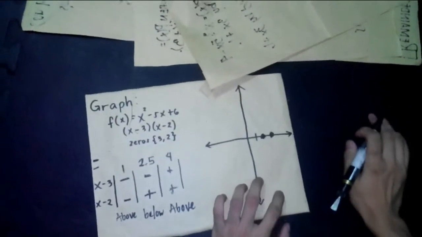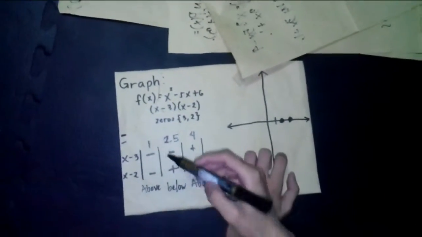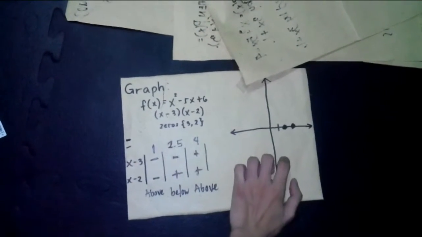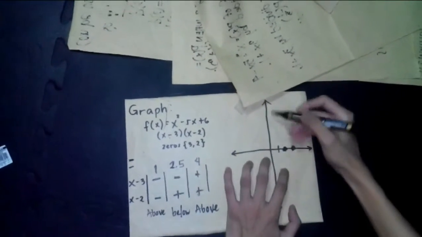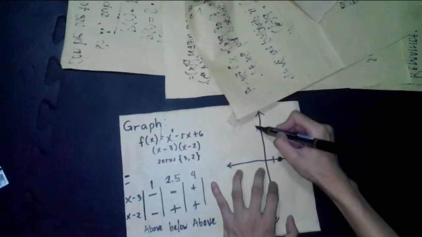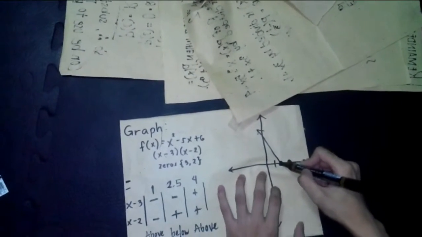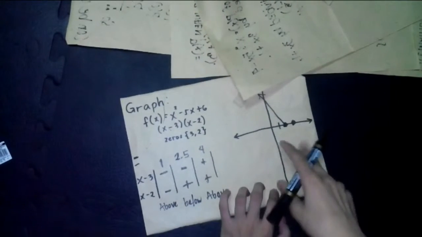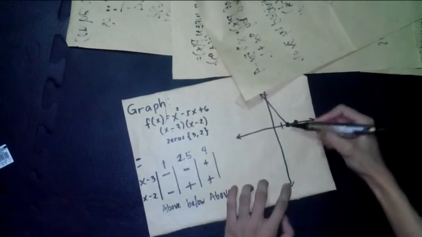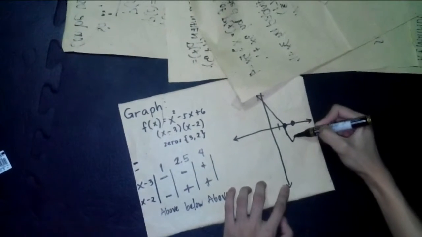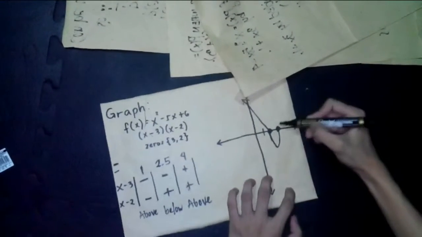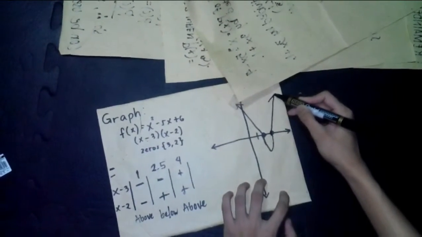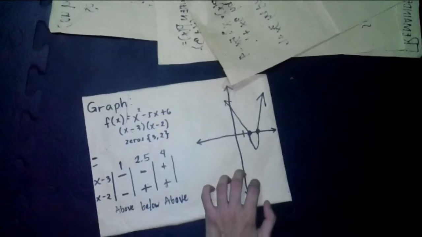So the last step is to graph the function. Here, values of x that are less than 2 are above the x-axis. So graphing it will be like this. Values of x that are in between 2 and 3 are below the x-axis. Values of x that are greater than 3 are above the axis. Finally, we graph our function.